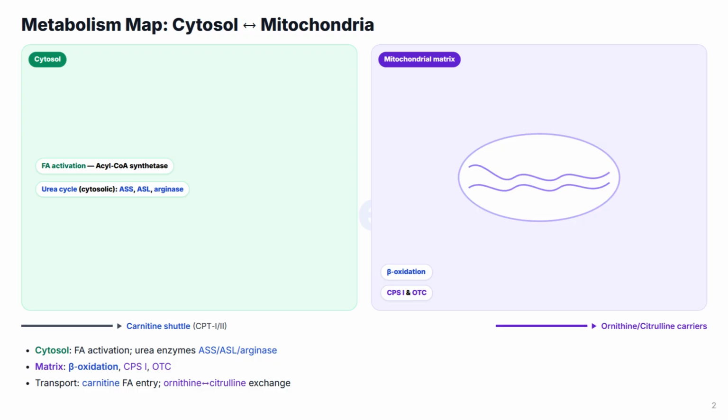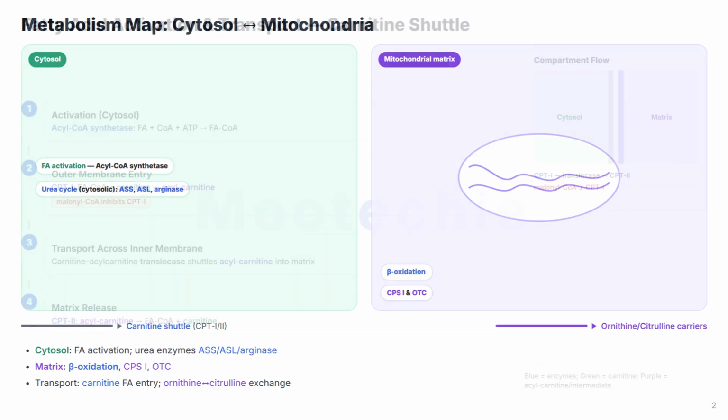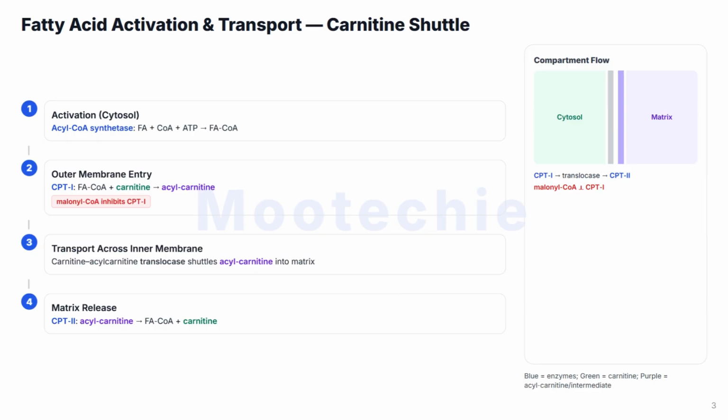Let's break down the first transport system. This slide details fatty acid activation and transport via the carnitine shuttle. Step 1 is activation in the cytosol. The enzyme acyl-CoA synthetase converts a fatty acid plus coenzyme A and ATP into acyl-CoA.